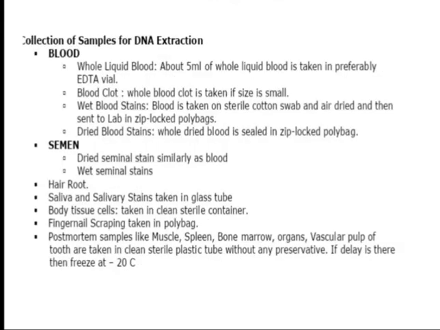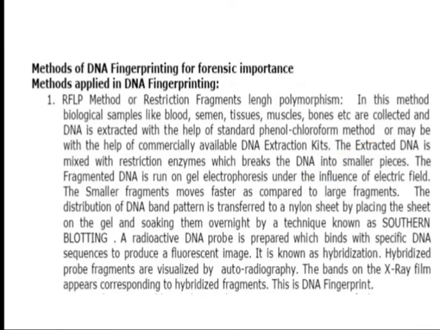Simply, we have to initially collect samples and then we can extract the DNA from them. So take blood, semen, hairs, saliva, or other body tissues or teeth and so on for the DNA extraction. After that, there are some methods for DNA fingerprinting or DNA profiling for forensic importance. So here in this lecture, we are going to see only 3 methods. So, methods applied in DNA fingerprinting.